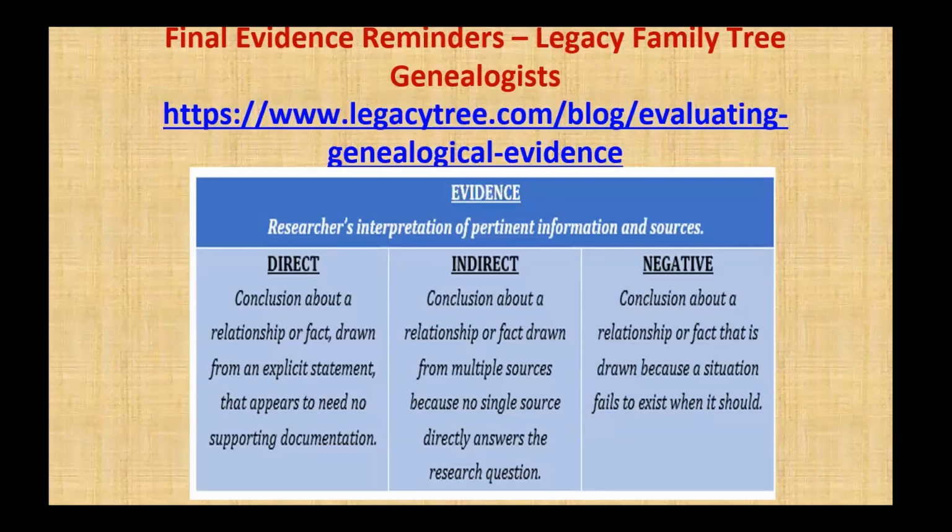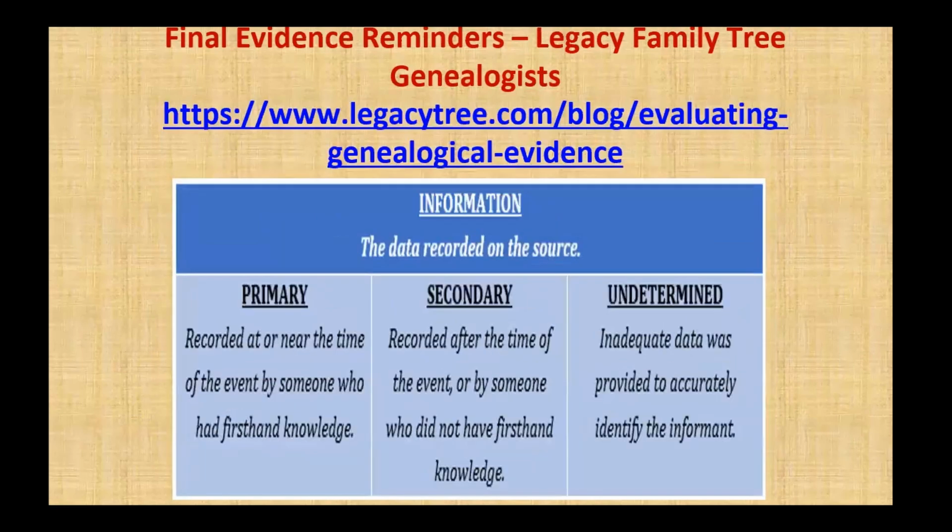but it isn't there. And this is another one that talks about the differences between primary, secondary, and undetermined. When it's undetermined, there was inadequate data provided to actually identify the informant. Now, even if this information initially would be considered undetermined, or you're not sure what's going on, never get rid of it, because as you go through the research process, you may find more information that will give you the answer to the question that you're looking for.